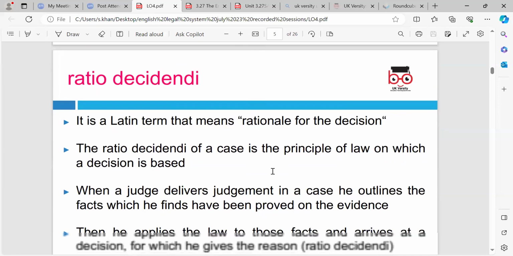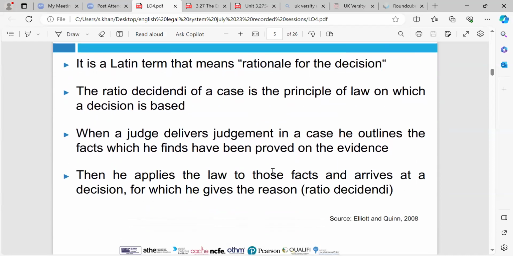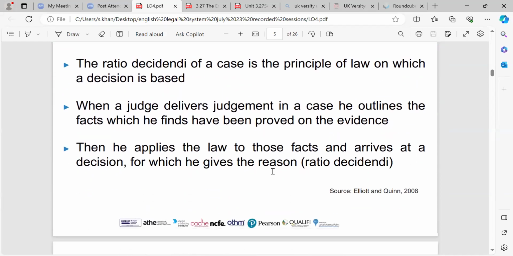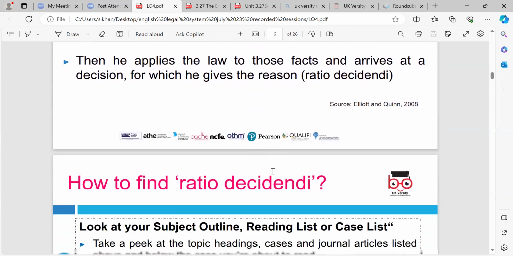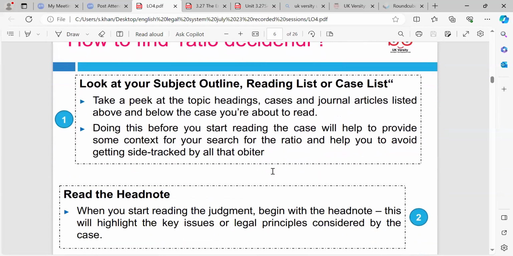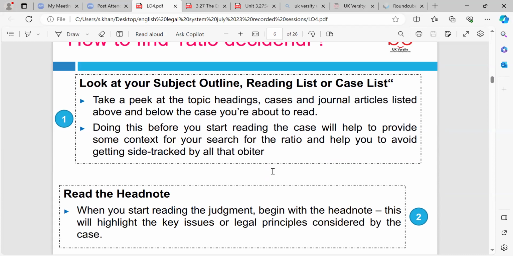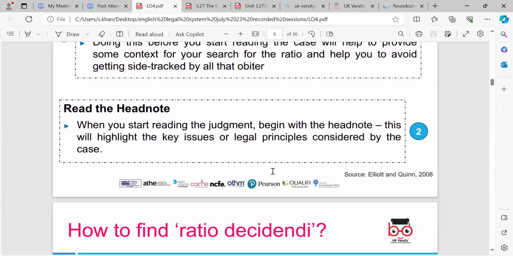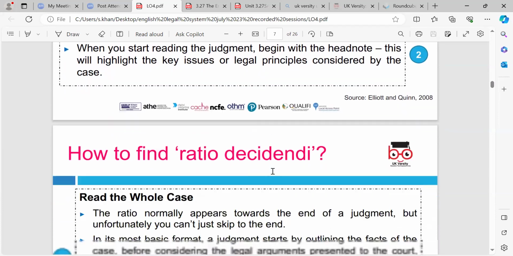Ratio decidendi is the rationale for the decision and the principle of law on which a decision is based. We looked at how to find ratio decidendi, so how to look at your subject outline, also reading list or case list, to read the head note as well, because that's really important because it highlights the key issues or legal principles considered by the case, so they need to be looked at.